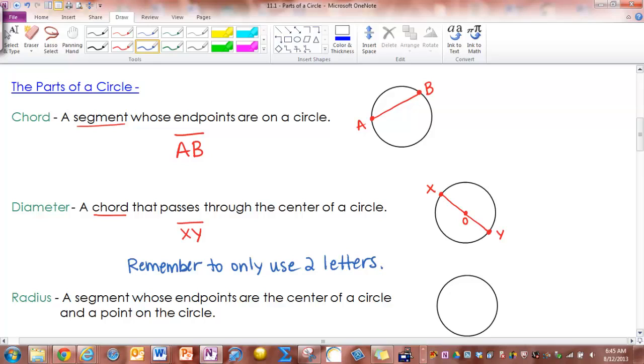A lot of people like to write this as segment XOY. Now, that is definitely not a way to do this because we never write segments with 3 letters.